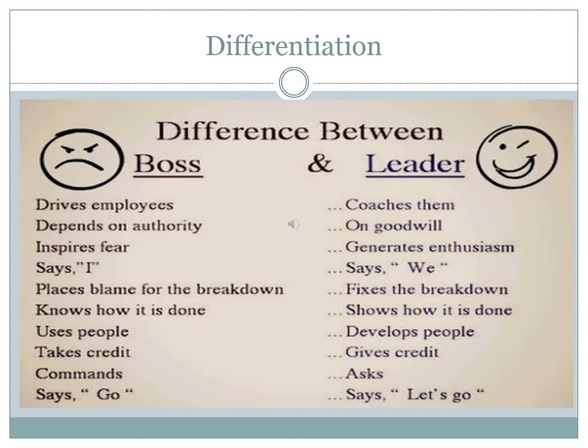Places blame for the breakdown, knows how it is done, yet strictly asks his colleagues or his subordinates to do it based on that alone. He uses people. He takes credit out of the outcomes. He gives commands and therefore says, go do this. While the leader, on the other hand, coaches the subordinates on goodwill, performs the tasks.